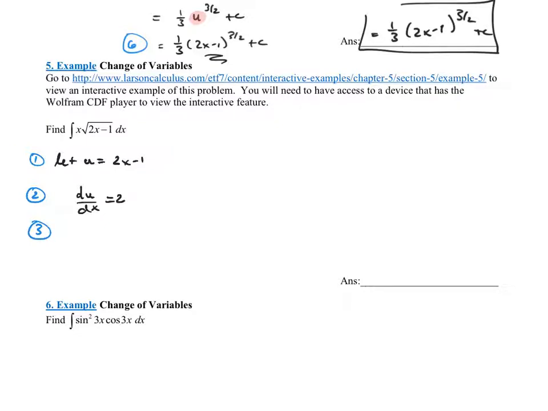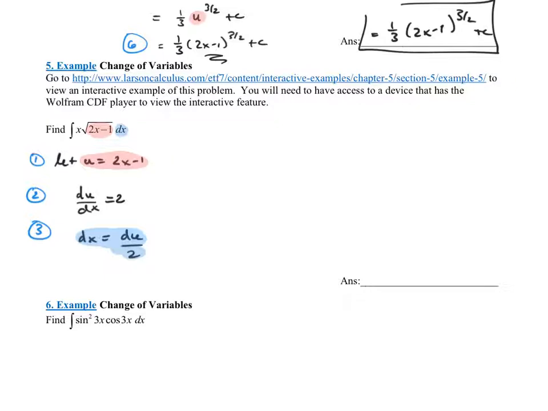If I cross multiply both sides by dx and divide both sides by 2, I would have dx equals du over 2. So now the idea is I want to substitute in for dx, and I also want to substitute in for u. So when I do that, let's see what happens.